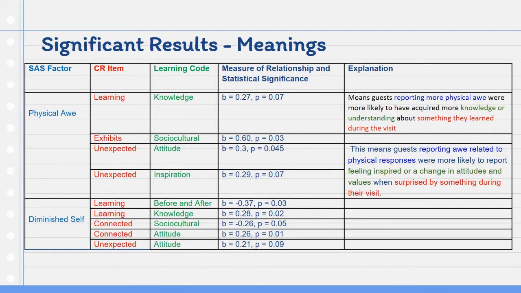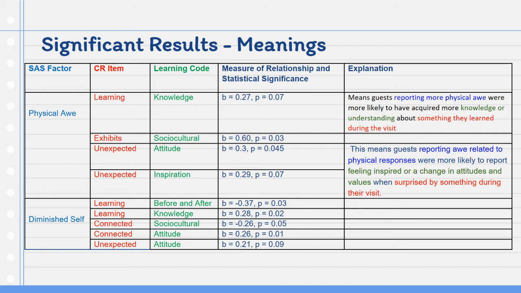Physical awe and diminished self-awe both had 4 significant relationships each. In the interest of space and time, we'll only look at some examples of what these relationships mean, but hopefully these relationships are starting to make sense. If not, the article describes the meaning of each relationship in detail as well.